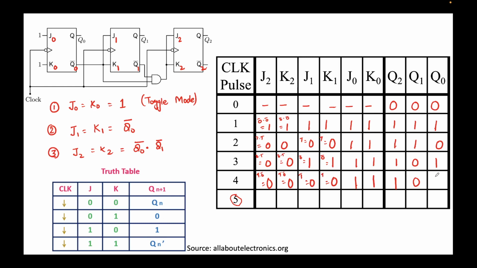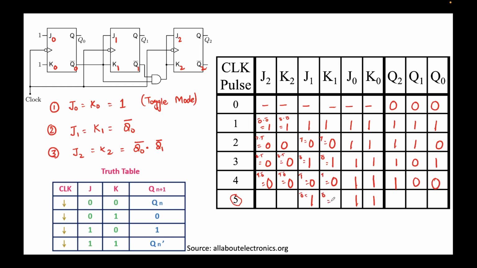Previously it was 1, this means now it will become 1 bar, this will be 0. Okay, so now we get 1 0 0, but we need to find this row. Again we'll populate the inputs. So J0 K0 are both 1. Okay, J1 and K1 are Q0 bar. Q0 is this, which is 0, so this is 0 bar, which is nothing but 1.